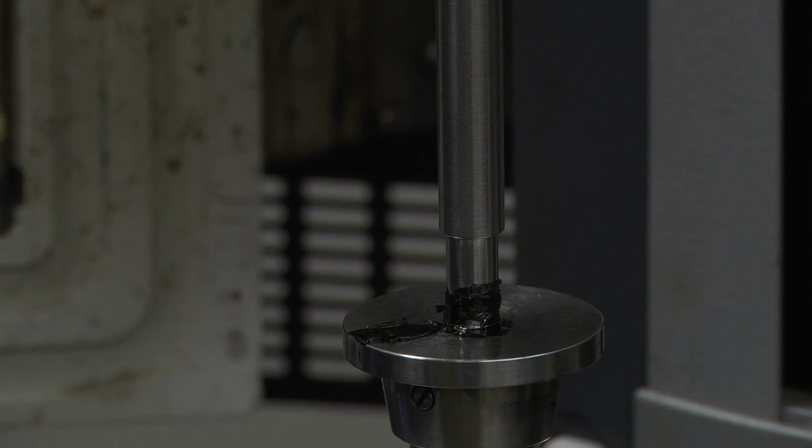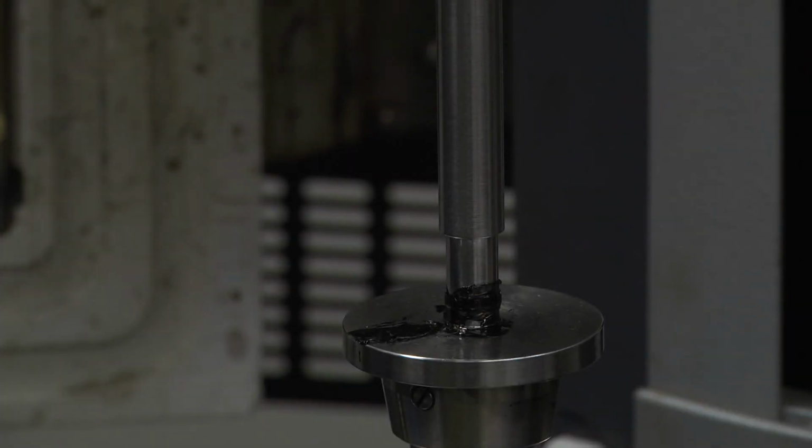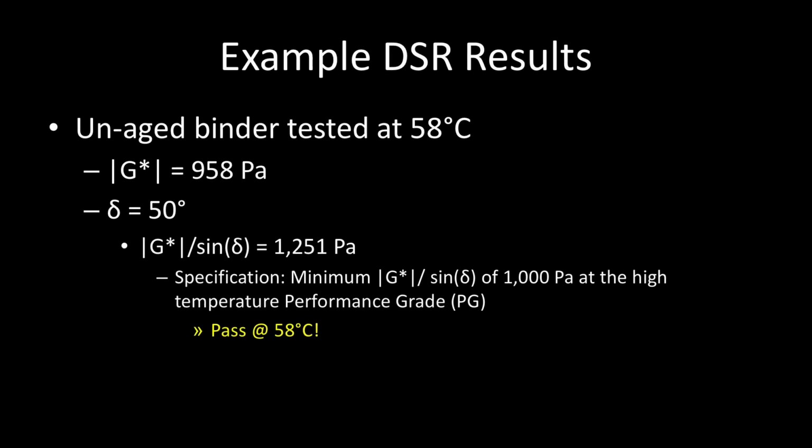Lower the upper plate to the desired testing gap. This creates a slight bulge in the asphalt binder specimen's perimeter. Start the test. The test will first allow the specimen to condition at the test temperature for 15 minutes prior to loading. Then, the specimen will be subjected to sinusoidal loading at 10 radians per second for 5 minutes. The DSR will output the dynamic shear modulus and phase angle.